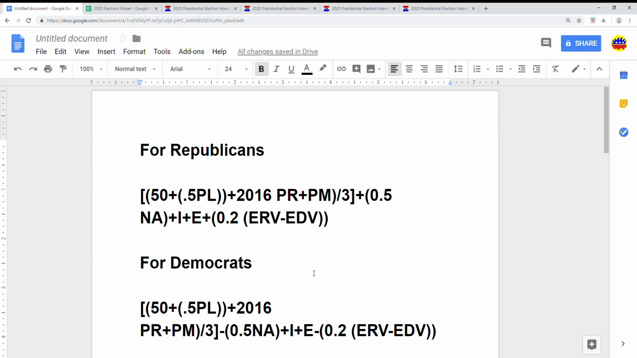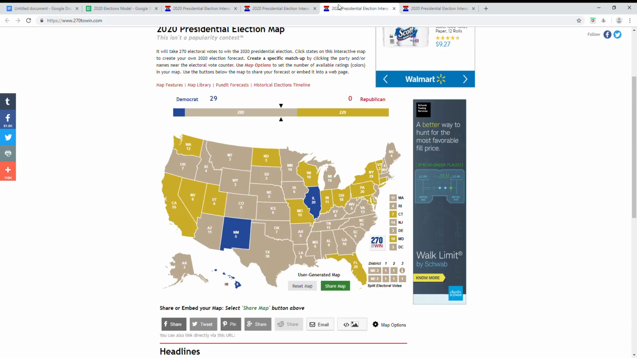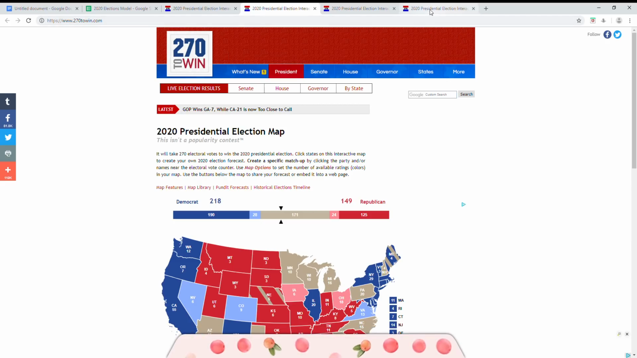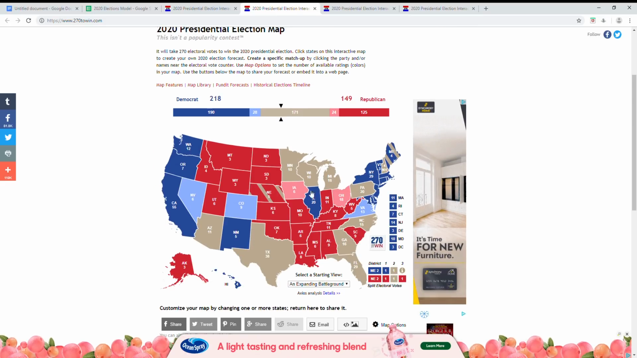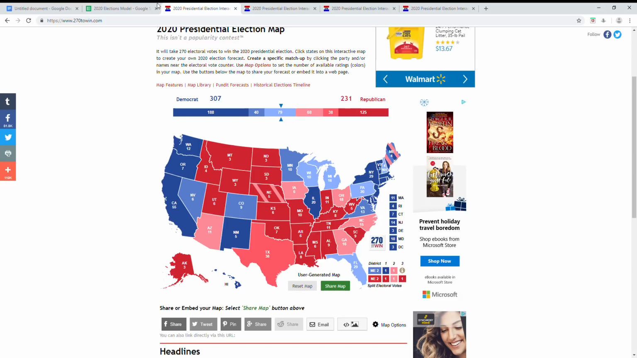Hello everyone, Ben here, and welcome to my weekly updates for the 2020 elections and including the 2019 gubernatorial race. We'll go through this. This is going to be my forecast. This is my model's forecast.